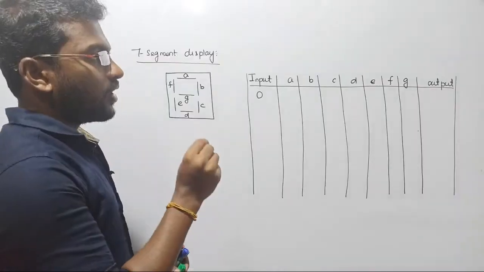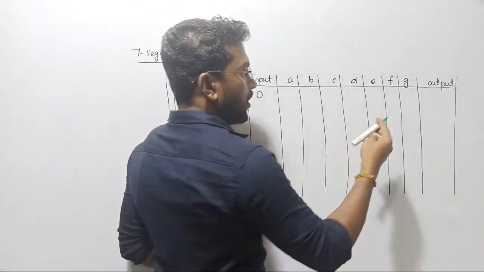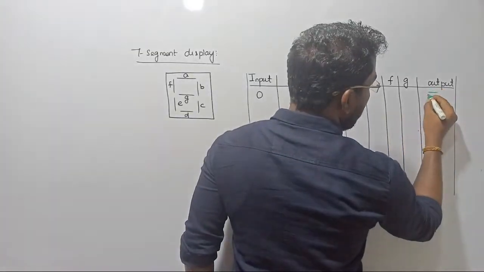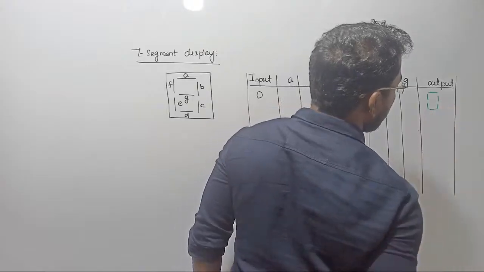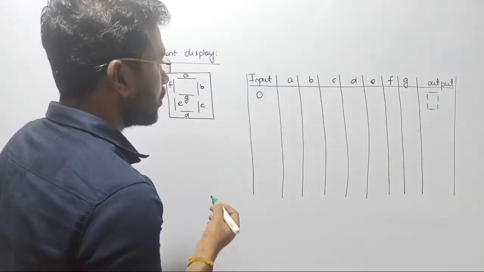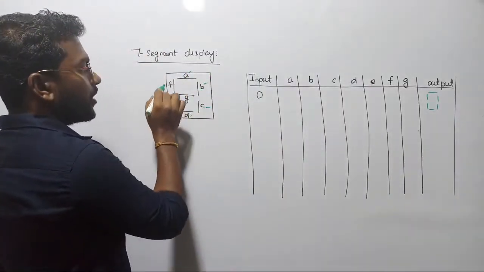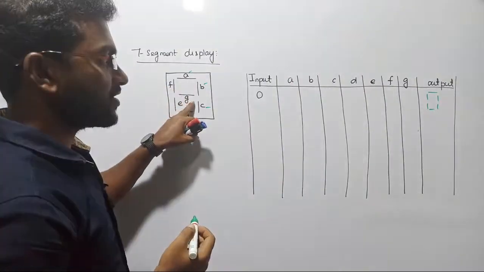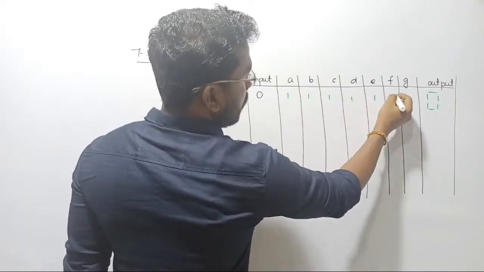For 0, how many segments will be enabled, and what is the output? First of all, let me draw the 0 symbol here. In the display you can observe 0 will be like this. This is our 0. Clear? For 0, which segments are going to be enabled? A will be enabled, B will be enabled, C will be enabled, D will be enabled, E will be enabled, F also will be enabled, G will be disabled, such that 1 1 1 1 1 1 0.